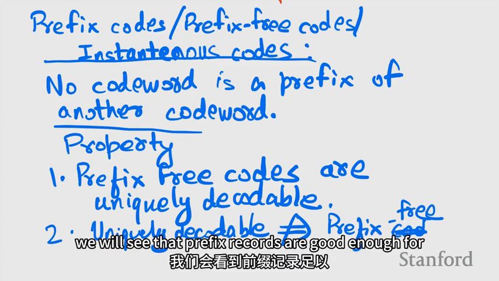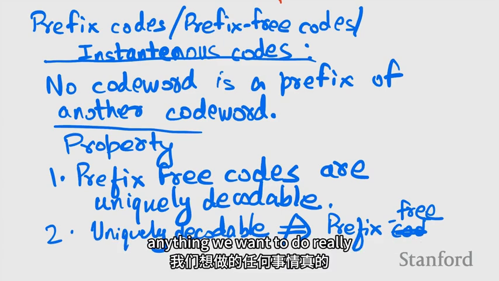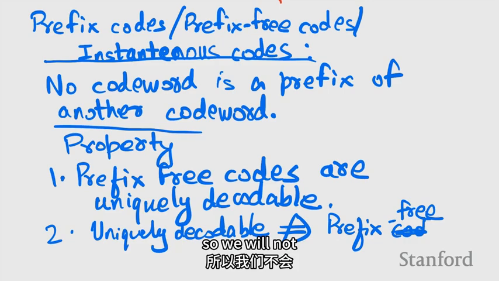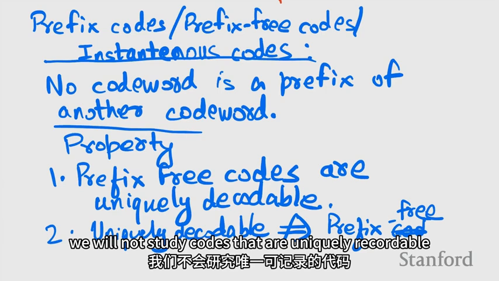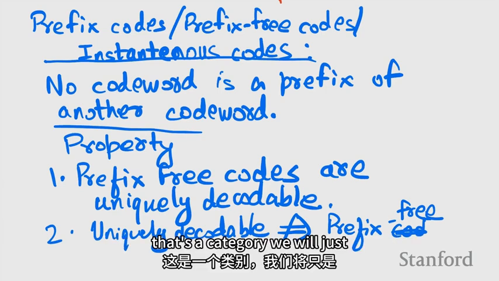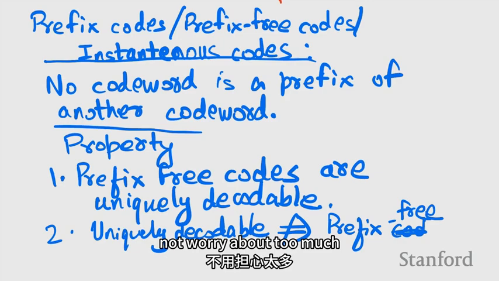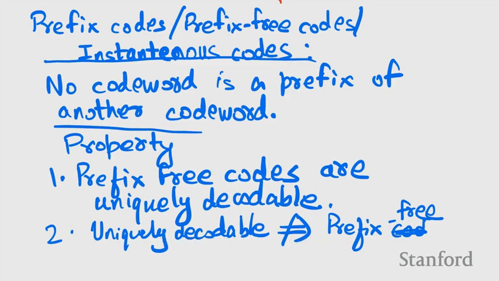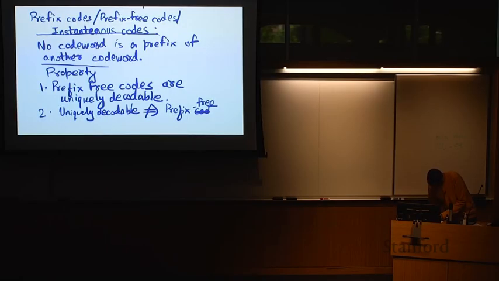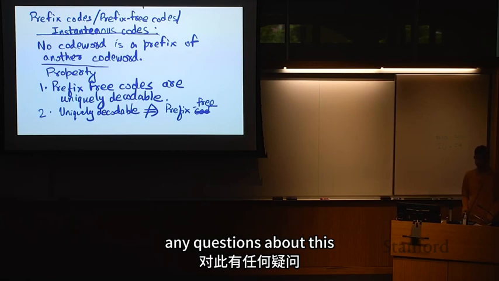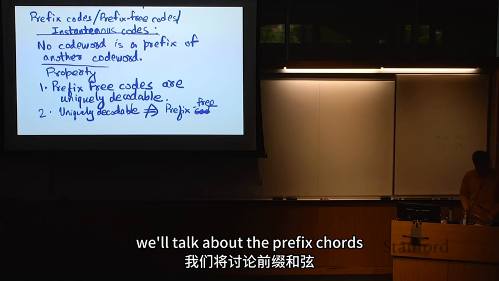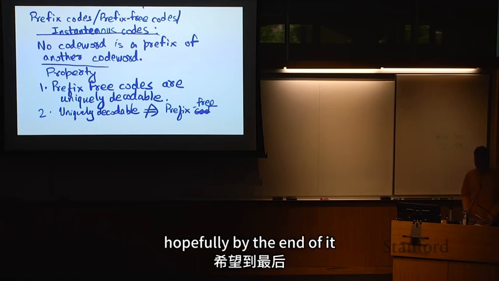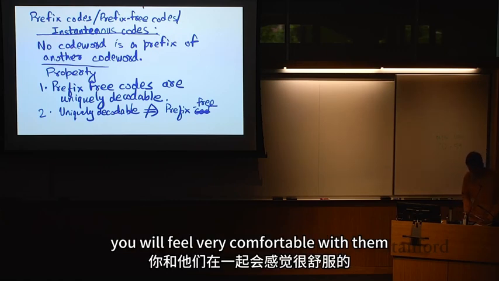But again, we will see that prefix-free codes are good enough for anything we want to do, really. So we will not study codes that are uniquely decodable but not prefix-free. That's a category we will just not worry about too much. Any questions about this? We will talk about the prefix codes throughout the lecture. Hopefully by the end of it you will feel very comfortable with them.